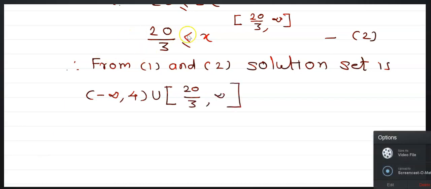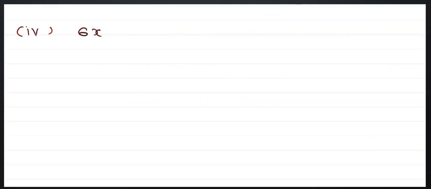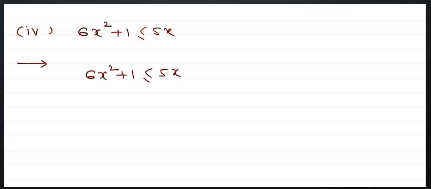That is 20 upon 3 less than or equal to x. Therefore, next, number 4: 6x square plus 1 less than or equal to 5x. Now simplify this.